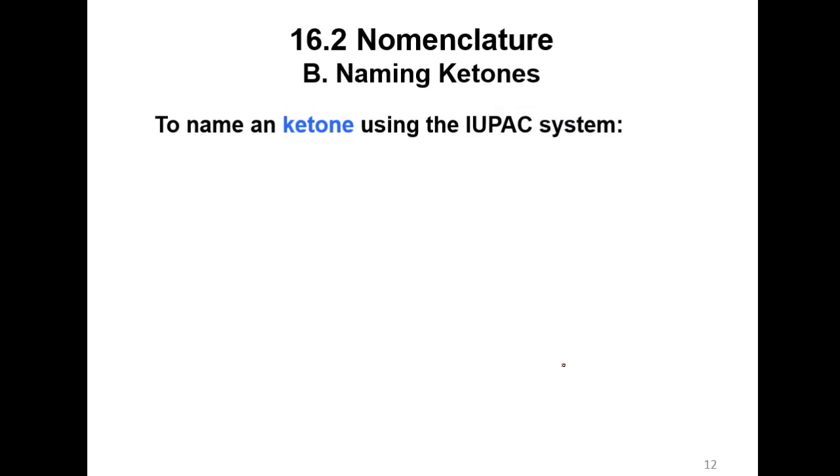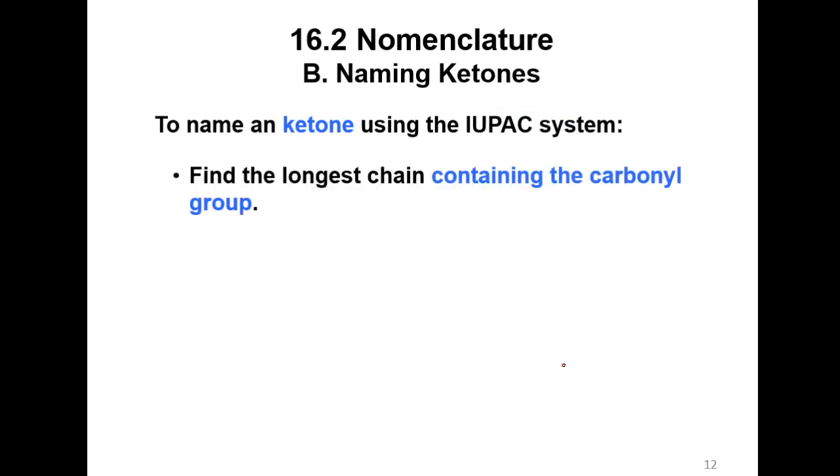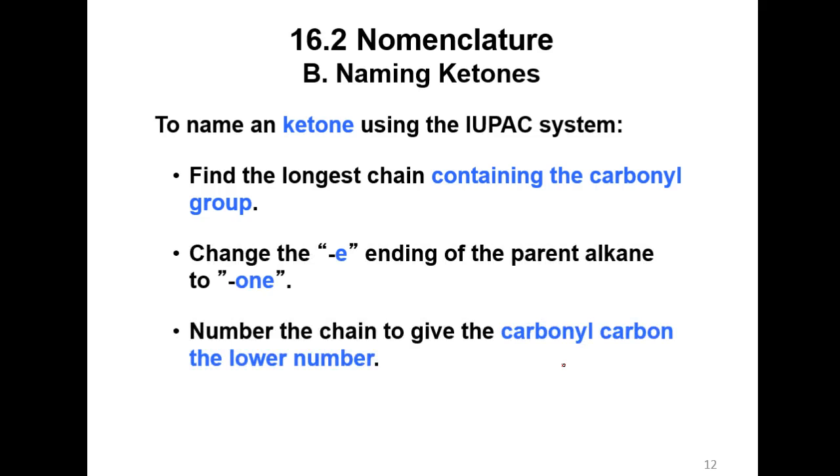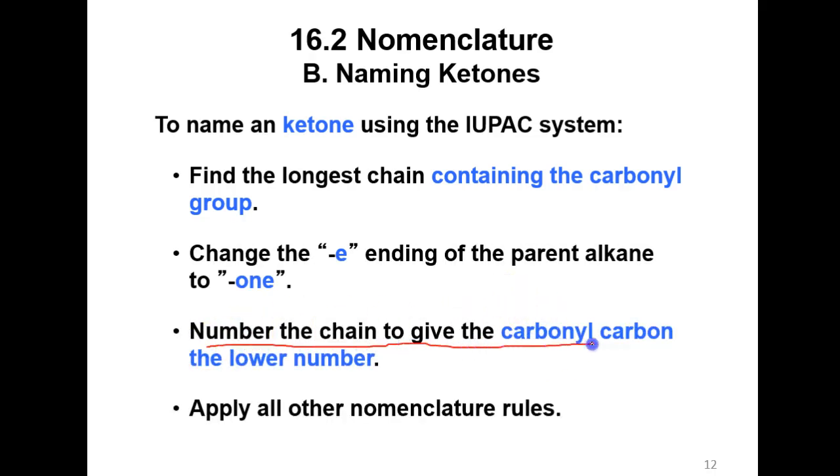Ketones, naming, very simple, just like aldehydes, except you're going to end it in -one. Okay, and you look for the longest chain, and you start counting on the side closest to the carbonyl. So that's what that says. The number of the chain which gives the carbonyl the lowest number.